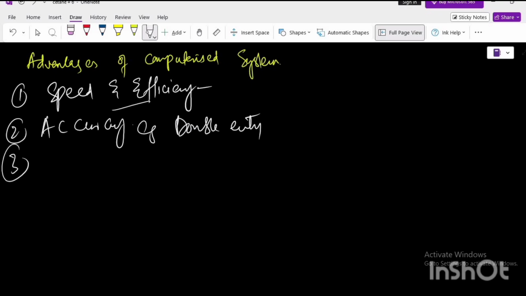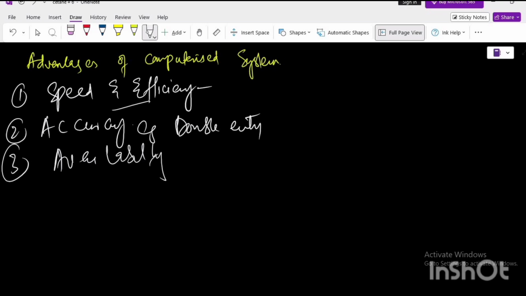The third benefit will be availability. So this means that a computerized accounting system can be accessed by multiple people even if they are in different locations. So by using the internet, you can access the records if you want. So there is only one set of accounts, but many users can work on the system at the same time. This makes it easier for teams to collaborate and update records in real time.